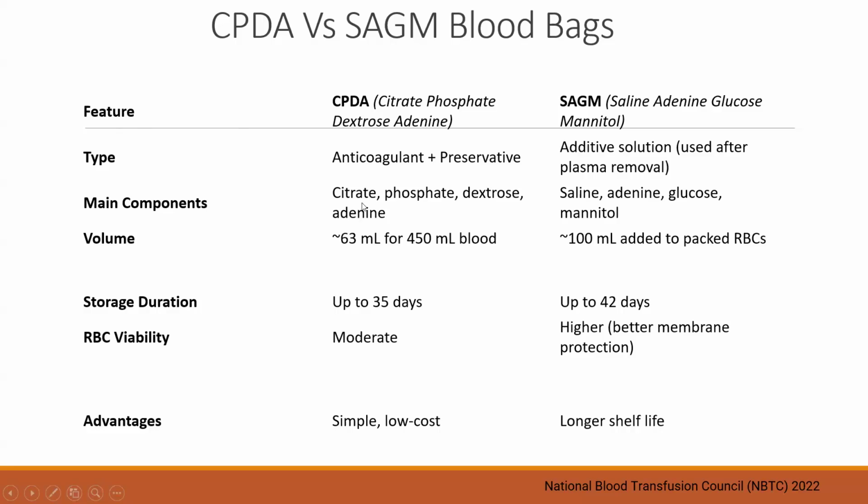In CPDA, the constituents are citrate, phosphate, dextrose, adenine. In SAGM, there is saline, adenine, glucose, and mannitol. In SAGM, mannitol prevents hemolysis. And compared to CPDA, in SAGM bags there is high RBC viability. It provides better membrane protection.